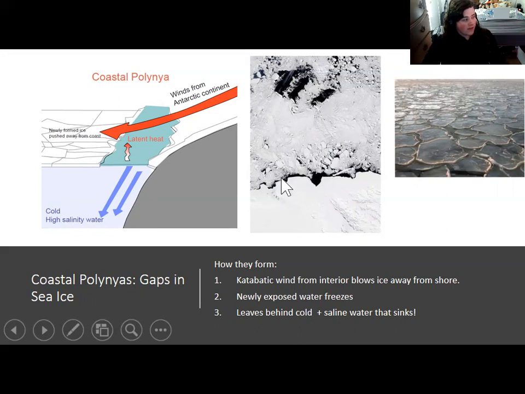And in this picture, you can see how there's a bit of a gap between the ice shelf and the sea ice itself, and that is a coastal polynya. A polynya is basically a fancy word for gap. And the formation of these polynyas is crucial for Antarctic bottom water to form.